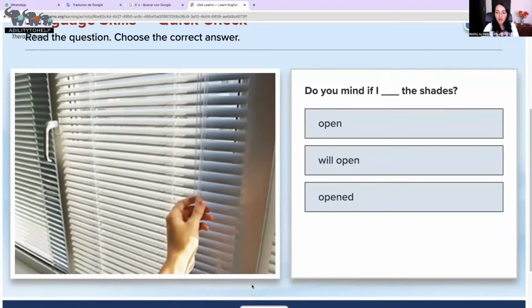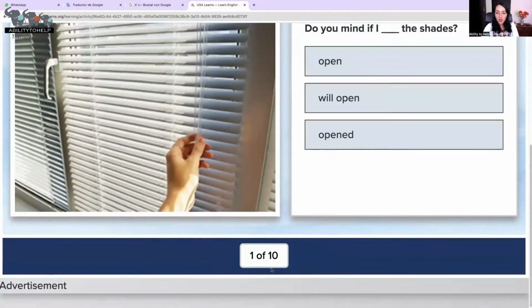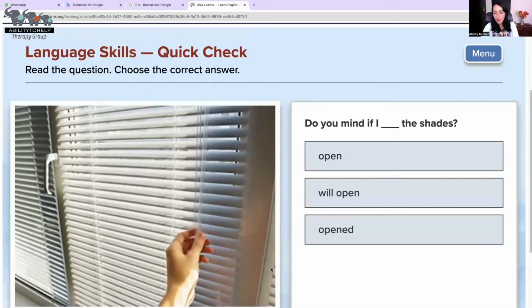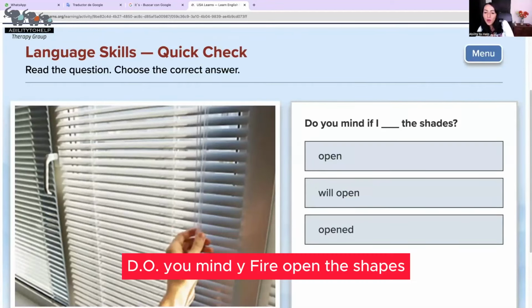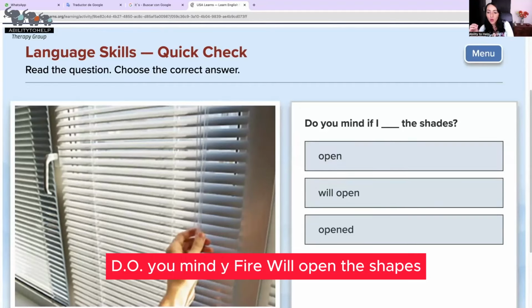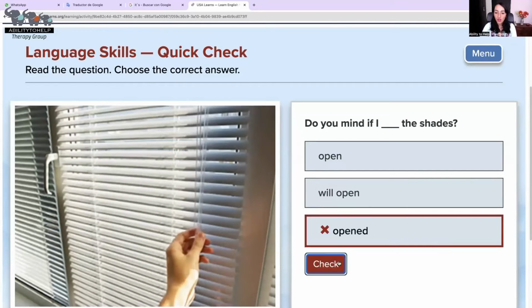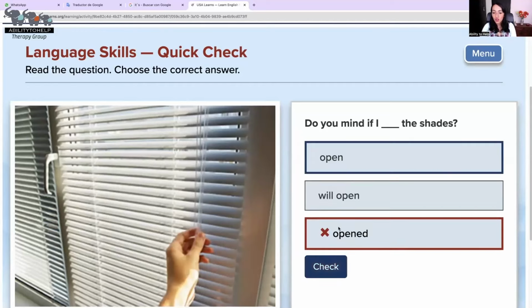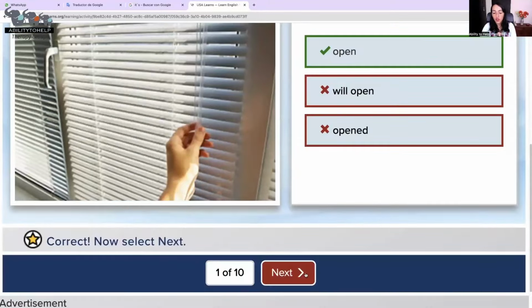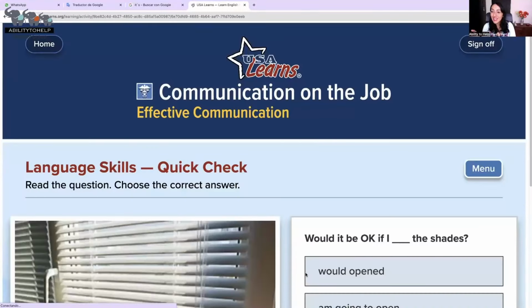Do you mind if I, so which one is the best? Do you mind if I open the shades? Do you mind if I will open the shades? Or do you mind if I opened the shades? What do you think? This one is not okay, because it's with would. So the first one is okay. Don't forget it with ed, but if you say would.